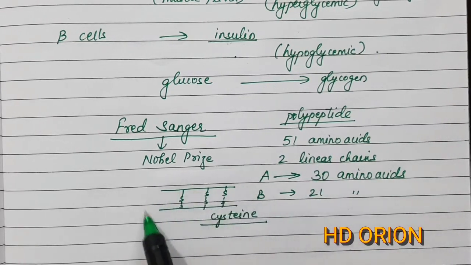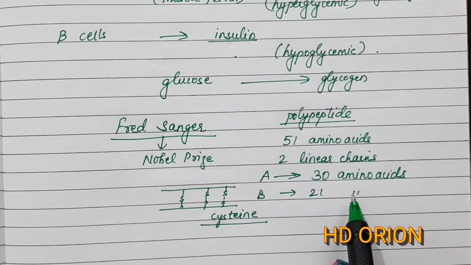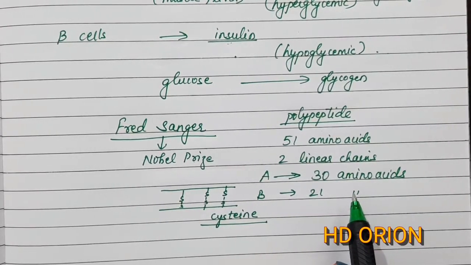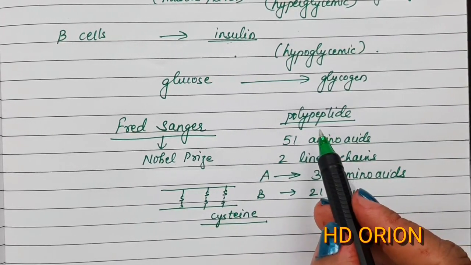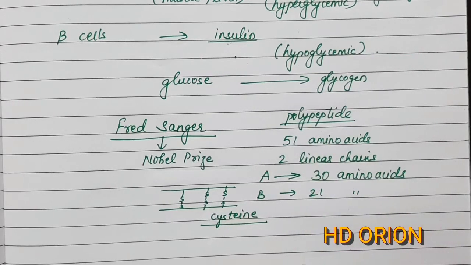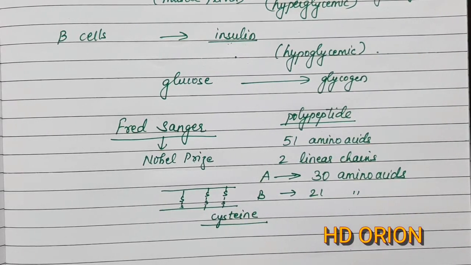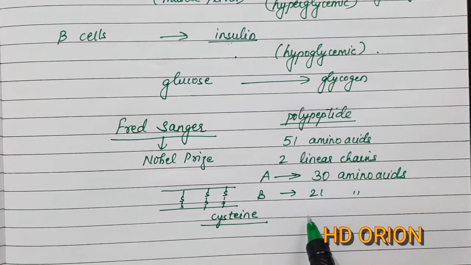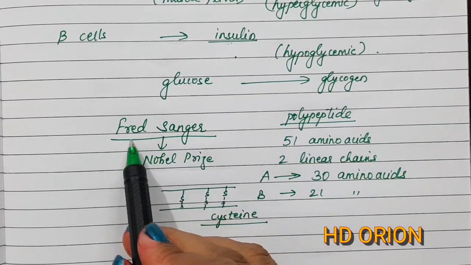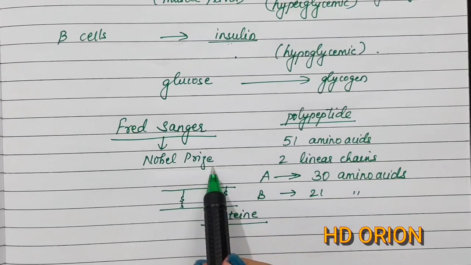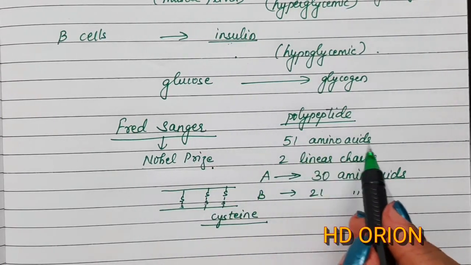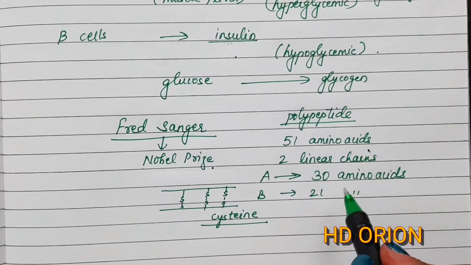So after knowing this particular structure, it could be artificially synthesized, and therefore we don't eat insulin because it would be digested being a protein, and therefore it is usually injected in the body, in the blood or in the muscles. So in this way insulin is never eaten. For this reason Fred Sanger got Nobel Prize. So insulin is a polypeptide of 51 amino acids. Now what is the action of insulin?